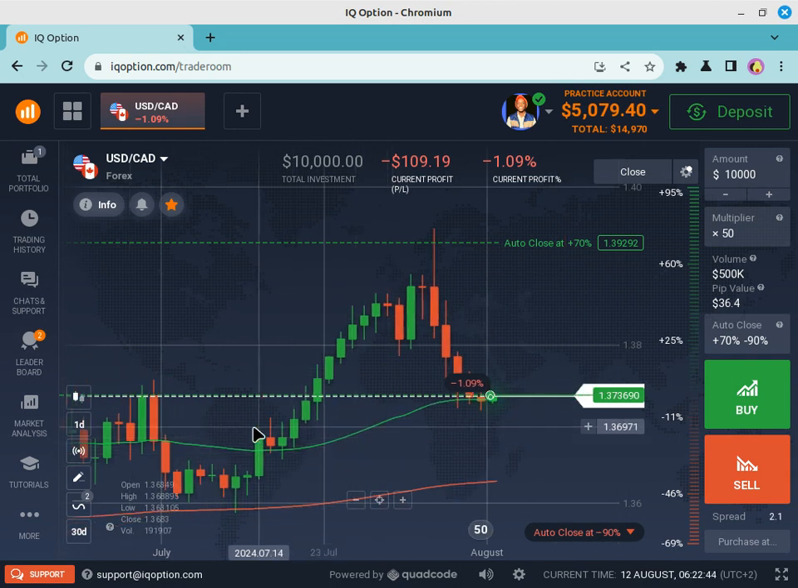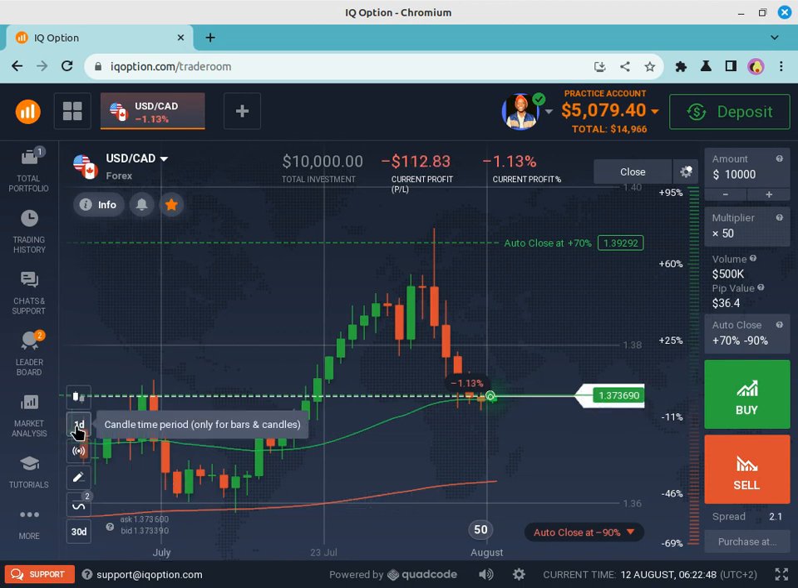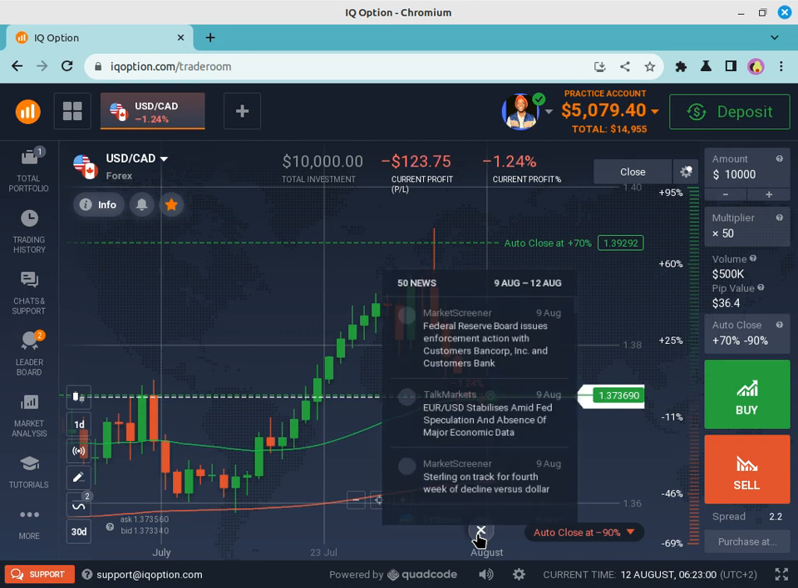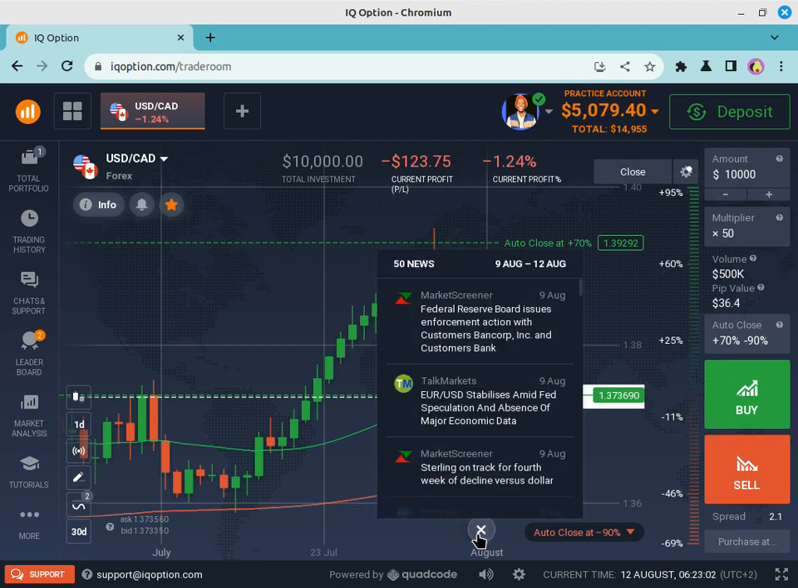Also, you need to make sure the time frame is on the 1 day. The candlestick time period is 1 day, and then the time frame is 30 days, so that you can see exactly what is happening. Now we can see there's also news here.